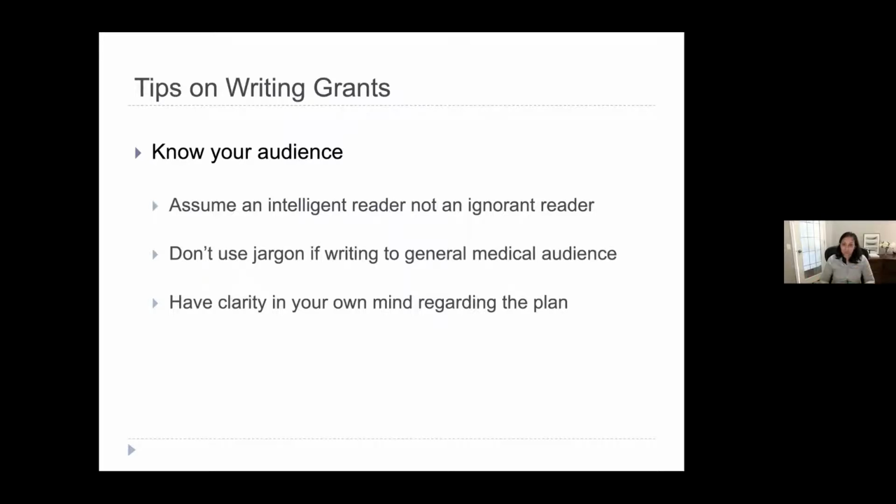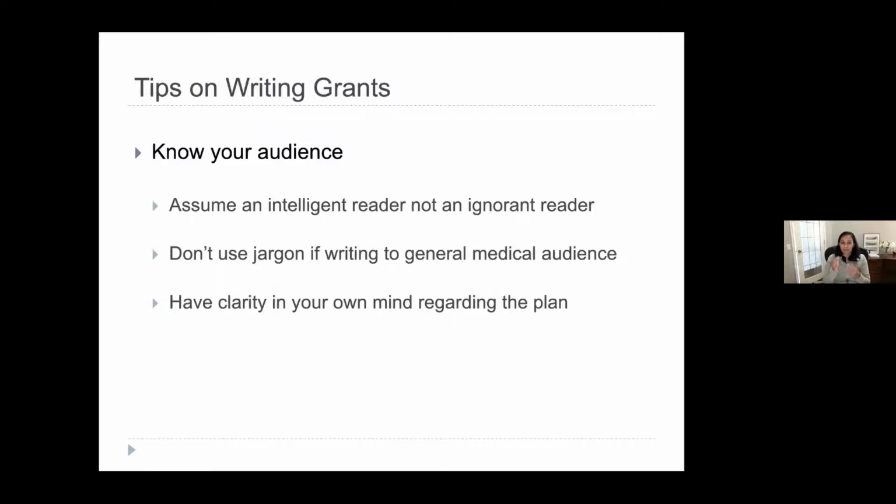You have to know your audience. You have to assume an intelligent reader, not an ignorant reader. These people are smart. And what I am increasingly saying is that it's a duel between you and the reviewer. You are basically engaging their mind while they're reading it, so you have to pretend they're right there when you write the grant. If the reviewer has a question in their mind, you should be able to answer it in the written format as soon as that question comes up.